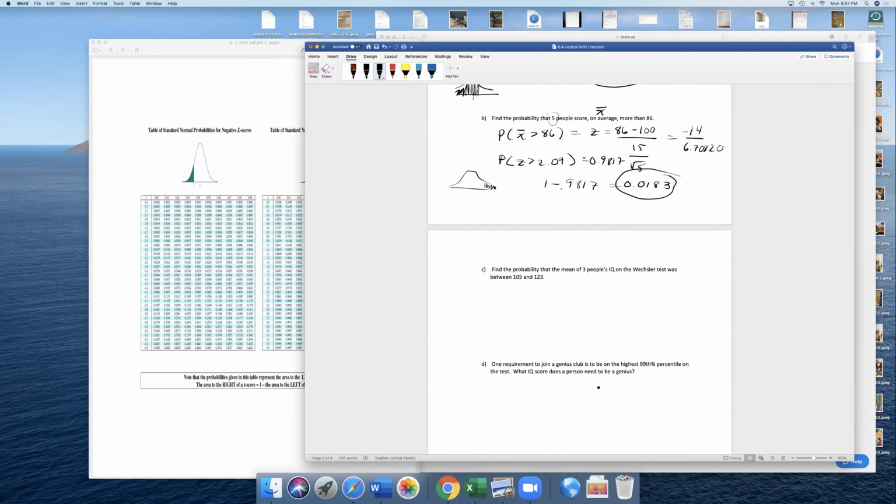Okay, let's take a look at this next one. Find the probability that the mean of 3 people's IQ on the Wechsler's test was between 105 and 123. So I'm going to find the probability that they're between these two numbers. And the fact that we're dealing with the mean of 3 people means, again, we're dealing with x bar. Let me put, one more time, a little bit more space here.